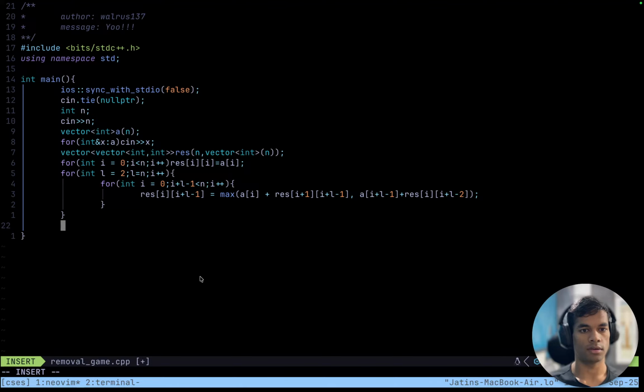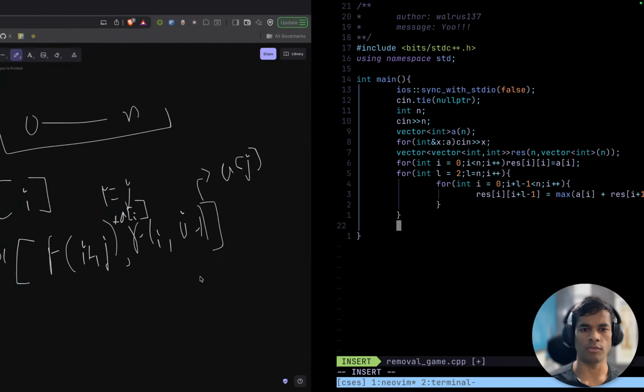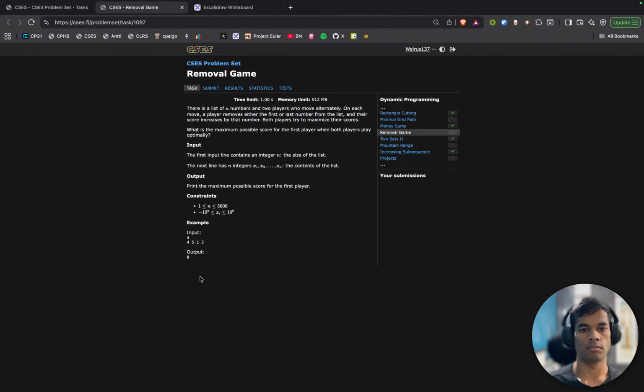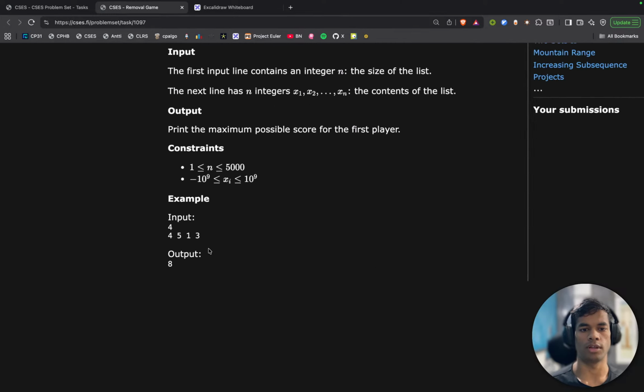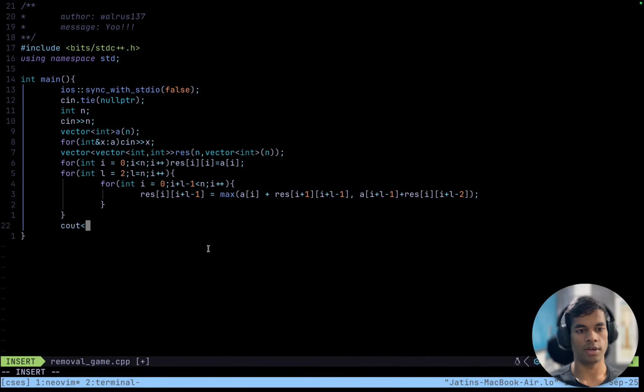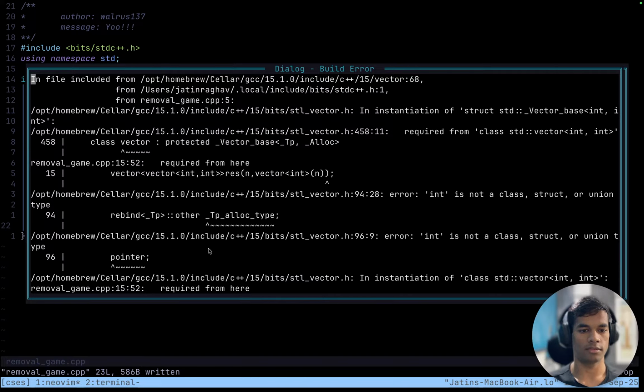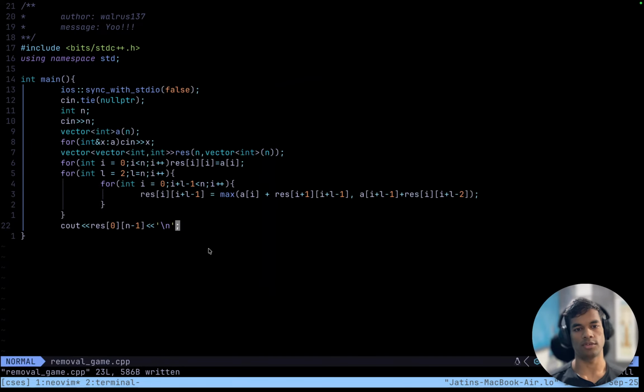And what are we even looking for? Yes, we are looking for that. So the answer would be cout res[0][n minus 1]. And hopefully that works. That is not what I was expecting.